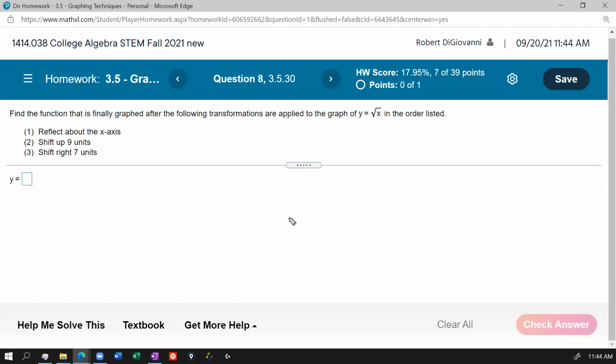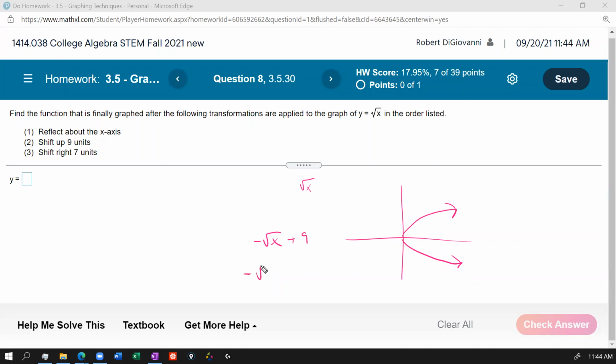Okay, so this one, we want to take this square root of x, which again looks like this. First thing we want to do is reflect it about the x-axis. So make it come down here. So we put negative root x. And then we want to shift it up 9 units. So we're going to go up 9 and then move it to the right 7 units.